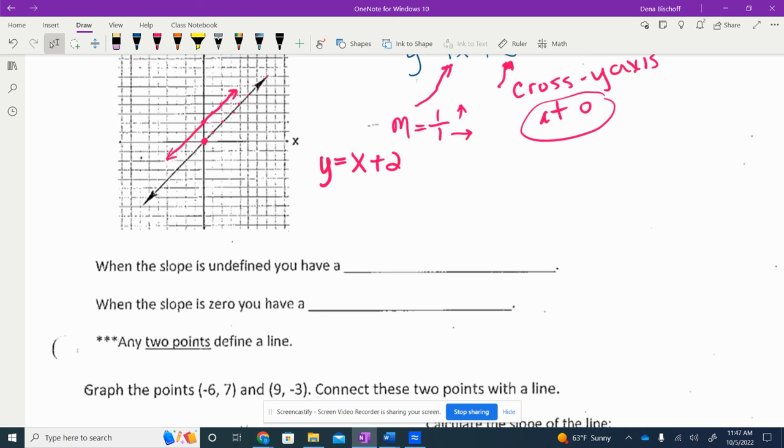Okay. So when slope is undefined, you have what? We just talked about this. What do we know about slope being undefined? Tell me the two things that we know. x is in the denominator and x is what? 0. Okay. So you have a 0 in the denominator. But what kind of line does it make? Vertical. And it makes a vertical line. Good job.